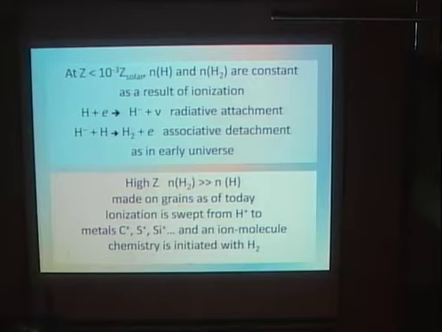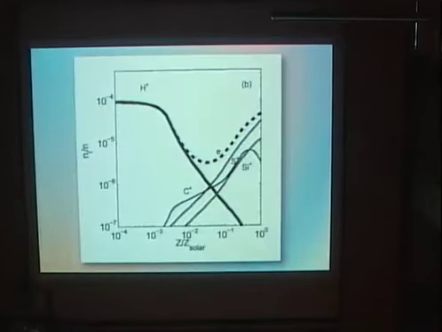There is a chemistry initiated. With the presence of molecular hydrogen, a chemistry can take place. And the ionization, for example, is swept from being just the original protons to metals like carbon plus, sulfur plus, and silicon plus, and so on. So here is a demonstration of the results of the calculations. And as I say, the ionization now appears in the form of the ionized heavy elements.